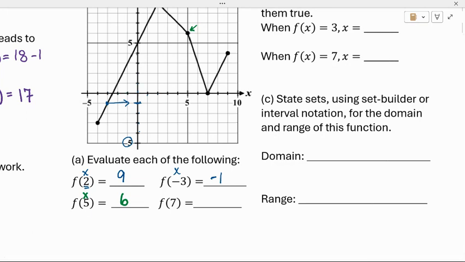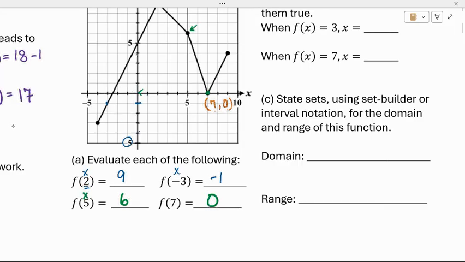Avery, what about when I let x equal 7? F of 7. When x is 7, what is your output? Where is this touching on the y-axis? Say that again. You said it right. On the 0. F of 7 equals 0. So this is the ordered pair 7, 0. When I input a 7, I get out a 0.